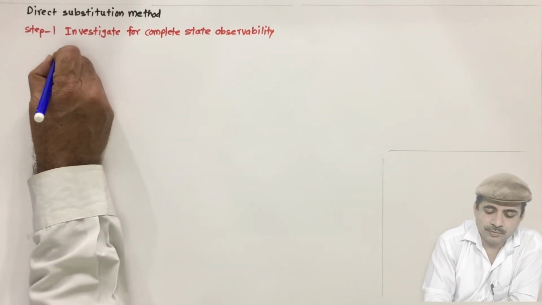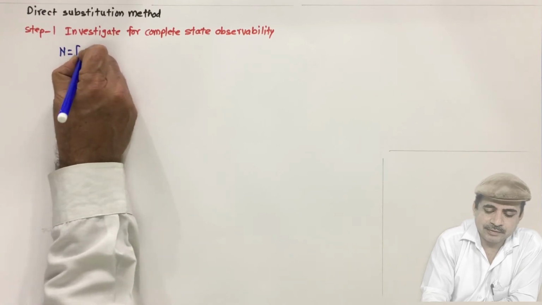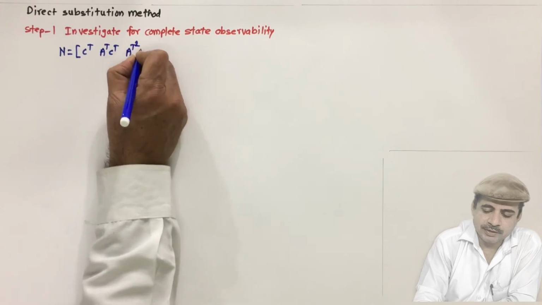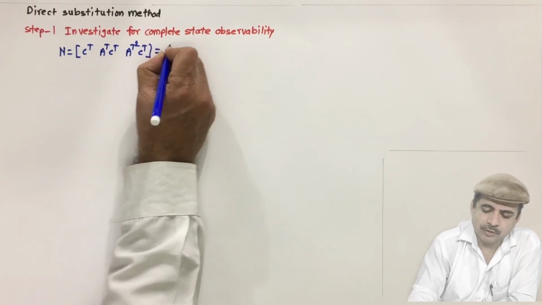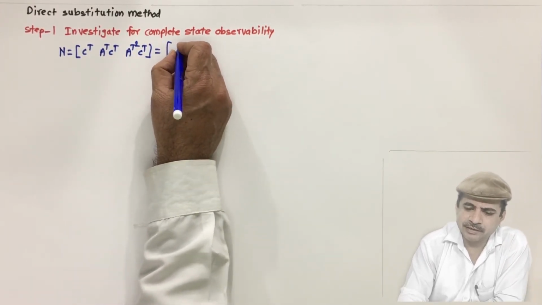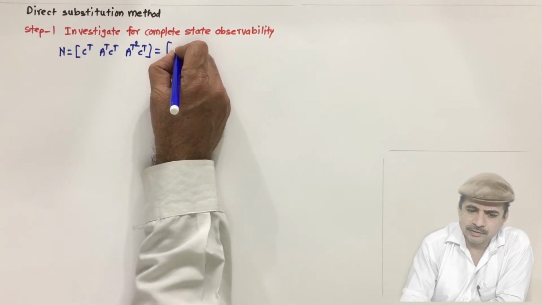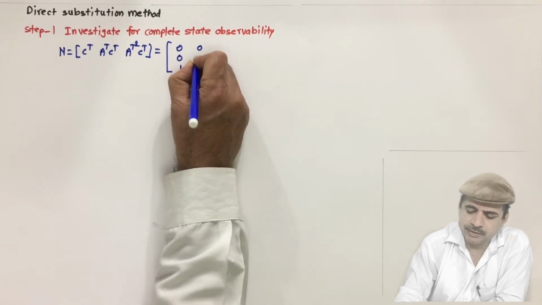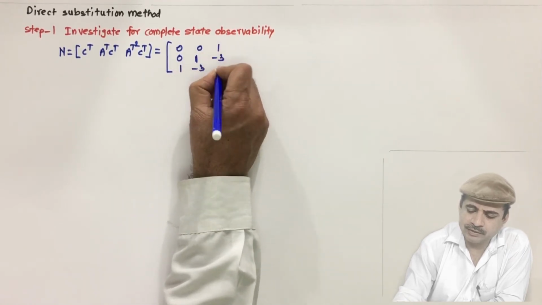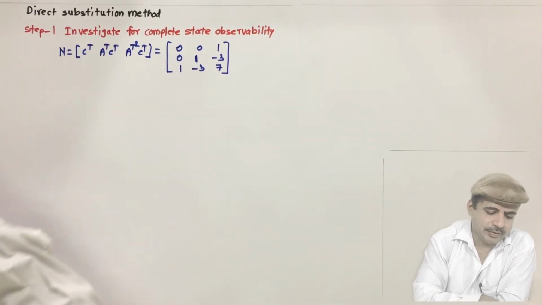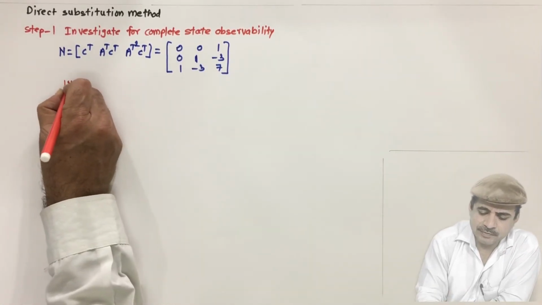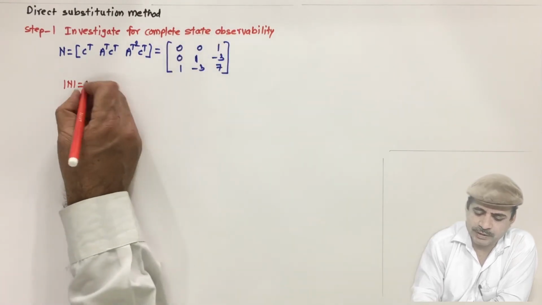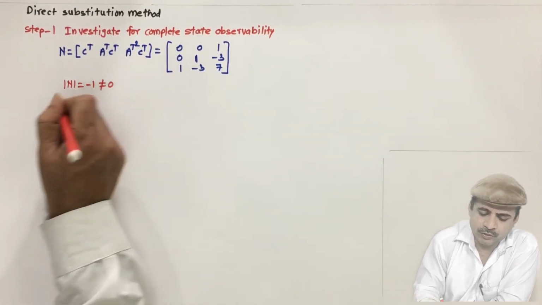And we have the N matrix as C transpose, A transpose C transpose, A transpose square C transpose, and already we have obtained it. I will write it directly. It is 0, 0, 1, 0, 1, minus 3, and 1, minus 3, 7. And that means its determinant is, you can calculate, these two have no value, 1 into minus 1, that is minus 1, which is not equal to 0.